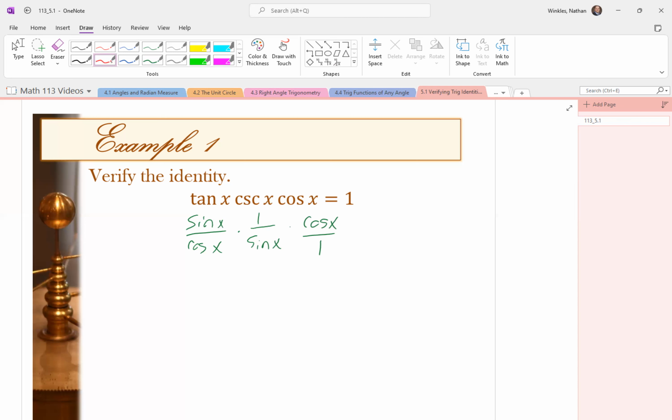So what do we have here? Cosine x cancels. Sine x cancels. We're left with 1 over 1, which equals 1, which is what we were trying to prove, and therefore we're done. Not a lot of work here, it's just all algebra, really.